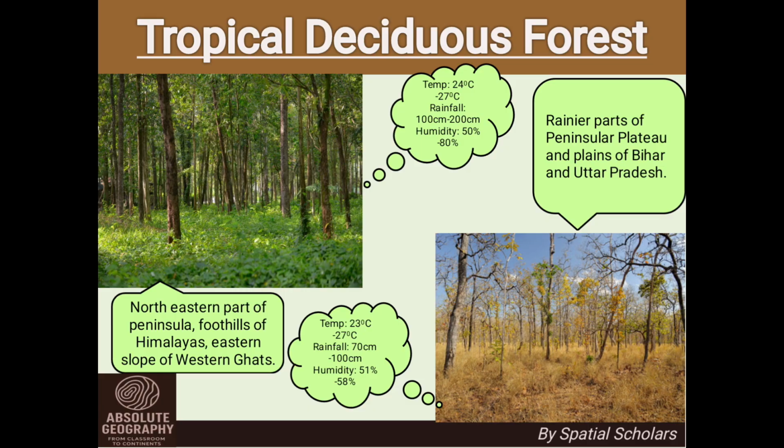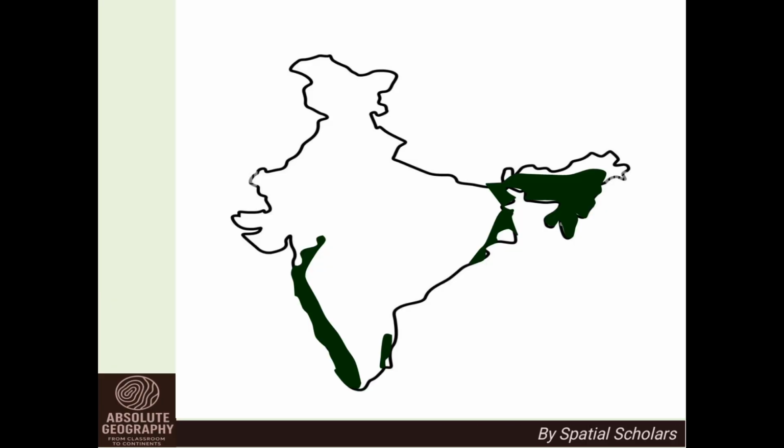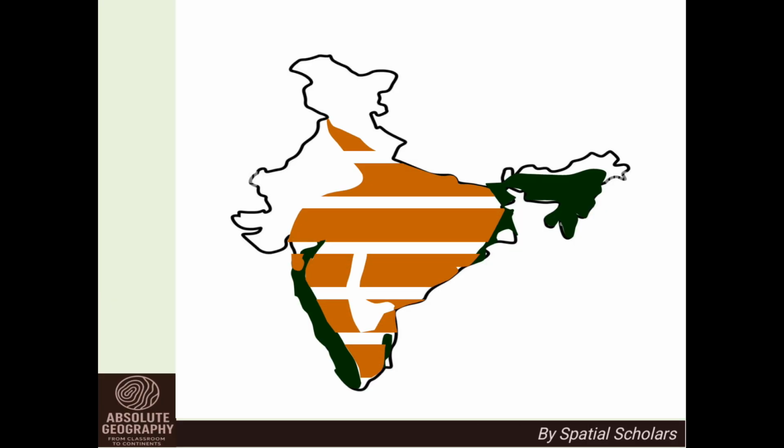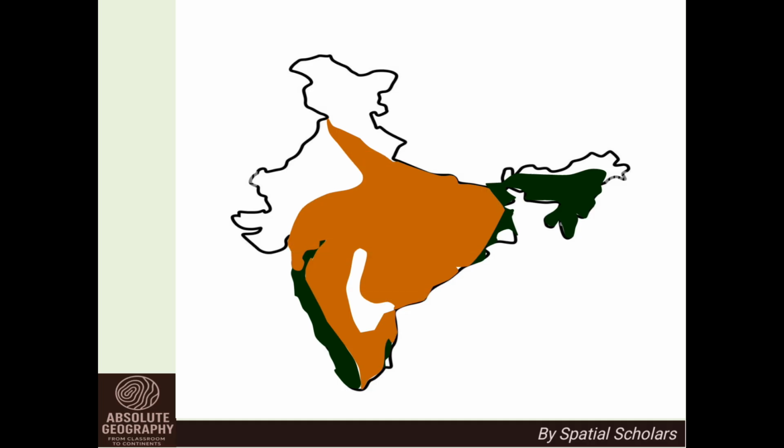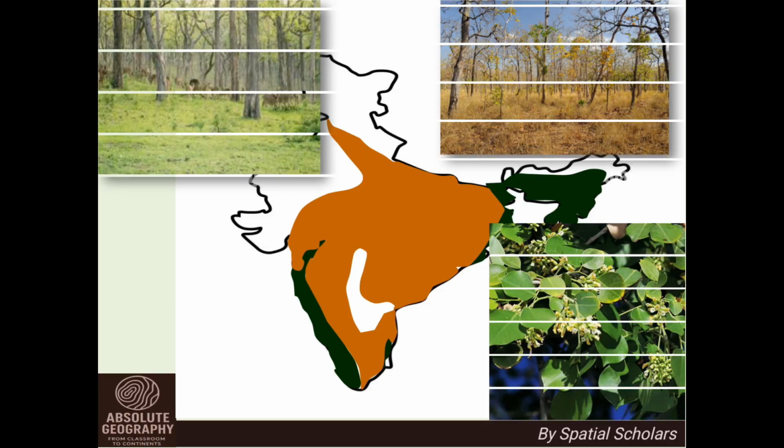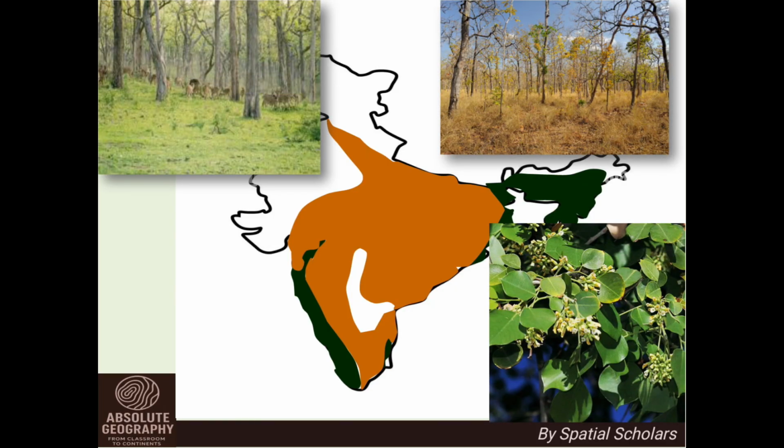They are found on the eastern slopes of the Western Ghats, foothills of the Himalayas, Orissa, West Bengal, Jharkhand, Madhya Pradesh, Chhattisgarh, and parts of UP, Bihar, Karnataka, and Tamil Nadu. Common trees found here are teak. This is dominant in moist deciduous forest. Then we have sal, sandalwood, shisham, and bamboo.